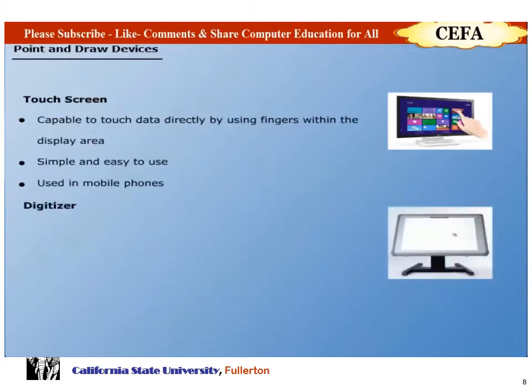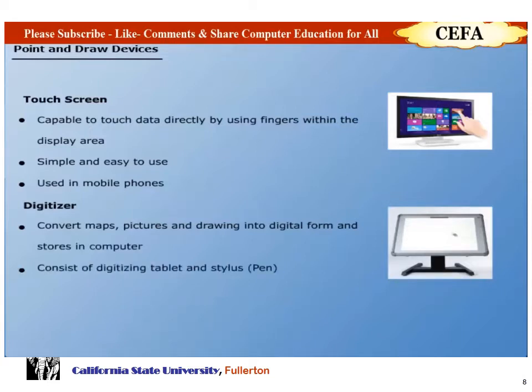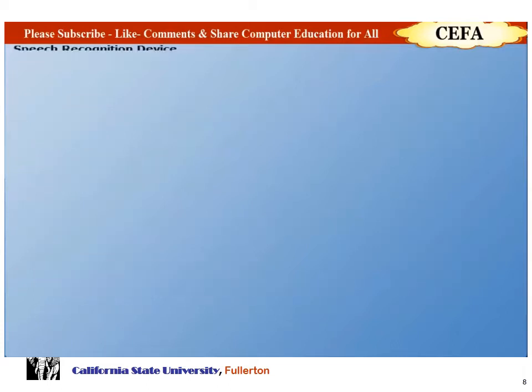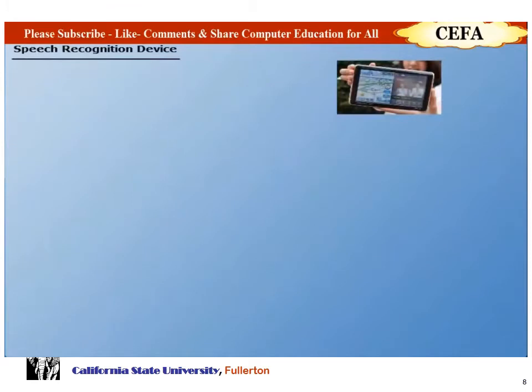Digitizer. Digitizer is used to convert maps, pictures and drawings into a digital form to store in the computer system. A digitizer consists of a digitizing tablet and a stylus, pen. Digitizing tablet is a flat surface on which stylus or a pen is moved to draw shapes, pictures or maps, etc.